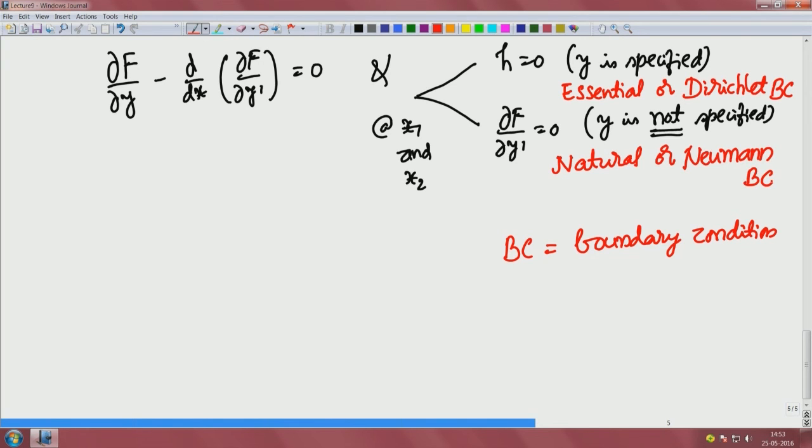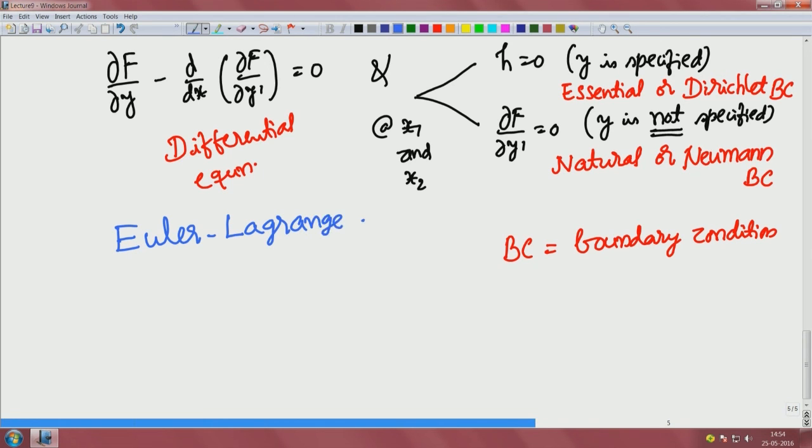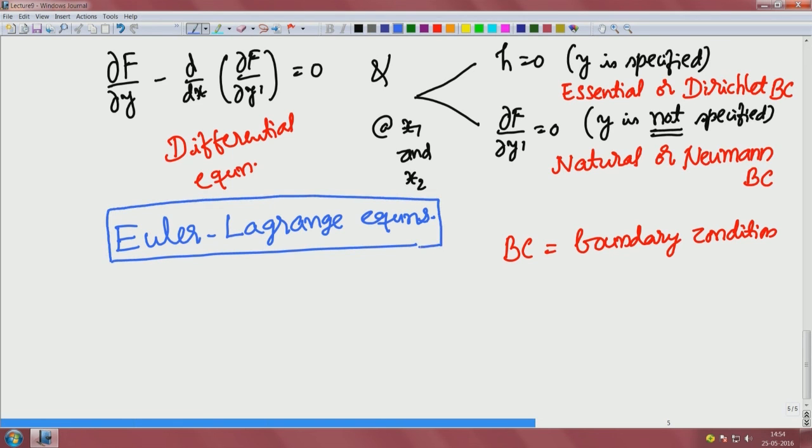boundary condition. So, calculus of variations not only gives once again the differential equation for the minimization problem, but also gives the boundary conditions, and these are called Euler Lagrange equations. The differential equation that we have written is called Euler Lagrange equations. I say equations because there could be multiple functions that you do not know, y1, y2, y3 and so forth. So, that is why we say Euler Lagrange equations in plural, otherwise just Euler Lagrange equation.